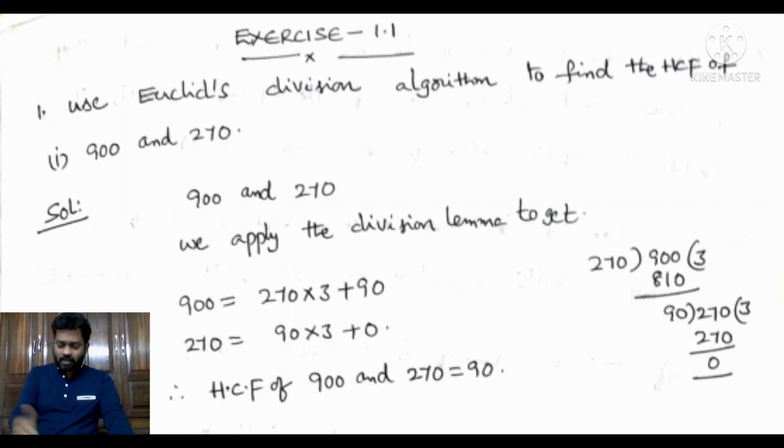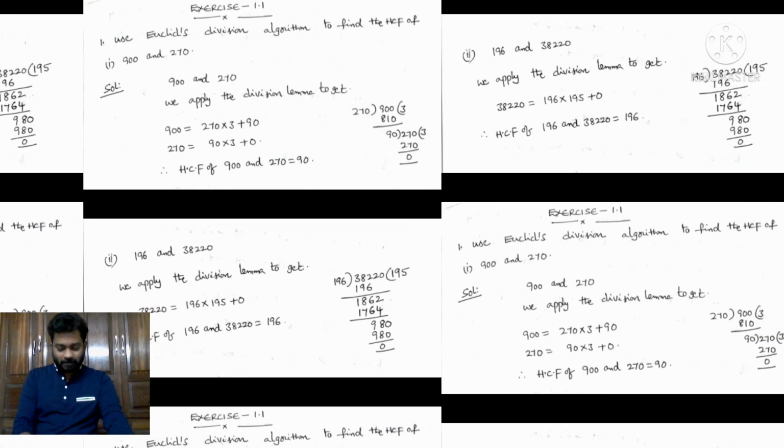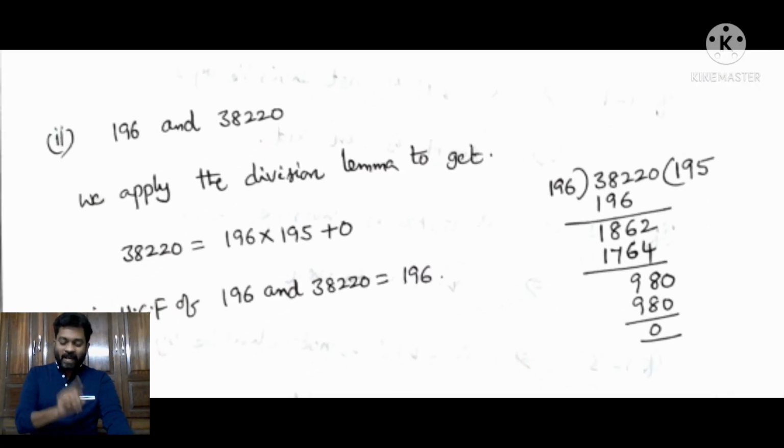Let us observe division also. 270 in 900 3 times, 810. Remainder 90, we bring 270 also. 3 90s are 270. So remainder is 0. HCF of 900 and 270 is equal to 90. Understand, children?